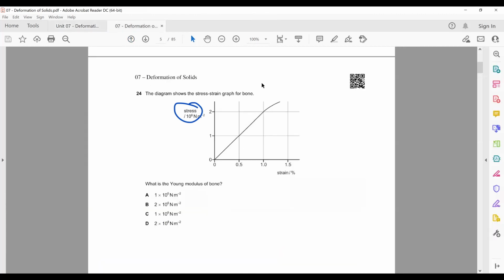So right now, what you do is that you find the gradient of your graph. Young's modulus is equal to the gradient. All right. So you consider only the straight line portion. When it comes to finding spring constant and Young's modulus, always consider only the straight line portions of the graph, which is this one. Okay.